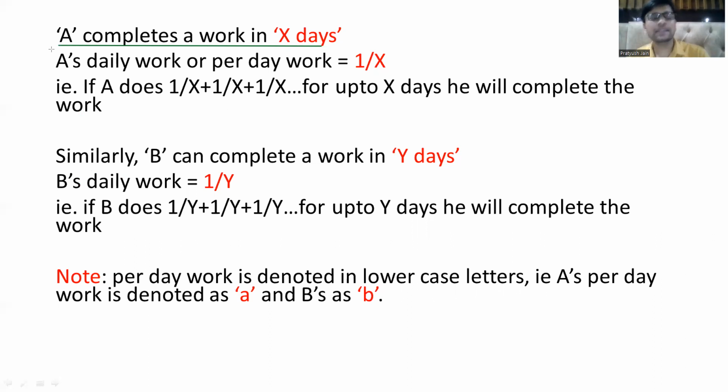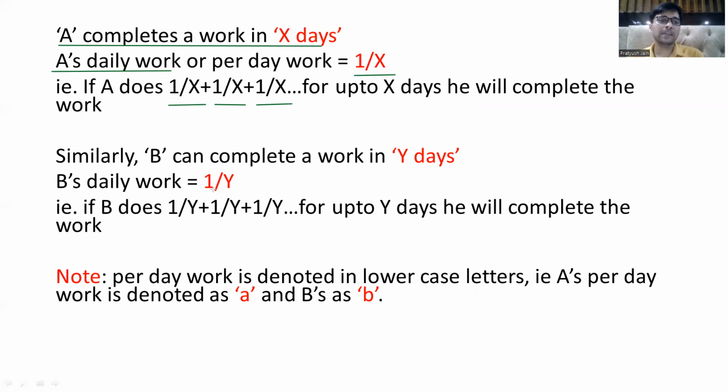Now we say that this person A completes an entire work in X days, right? So A's daily work or per day work will be 1 by X. If A can perform one entire work in X days, then every day he will perform 1 by X amount of work. That means 1 by X plus 1 by X plus 1 by X, every day for X days, and he will complete the work, right?